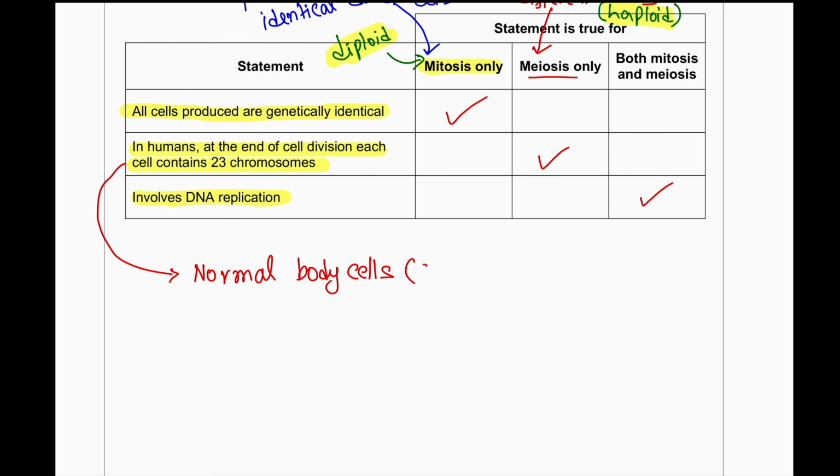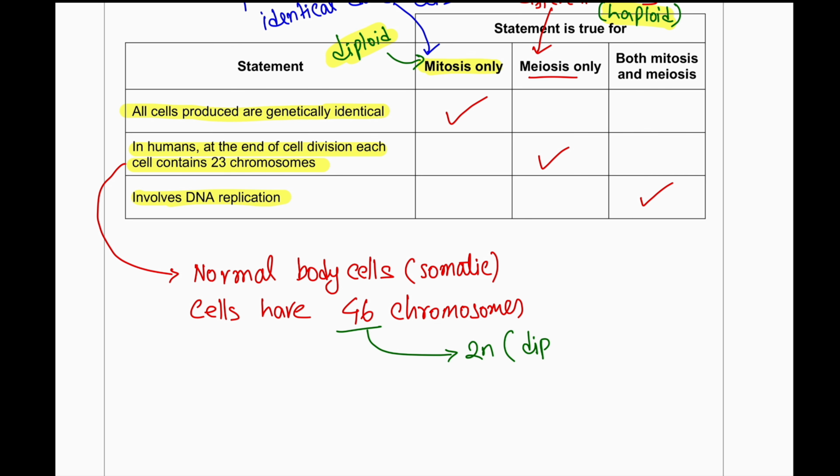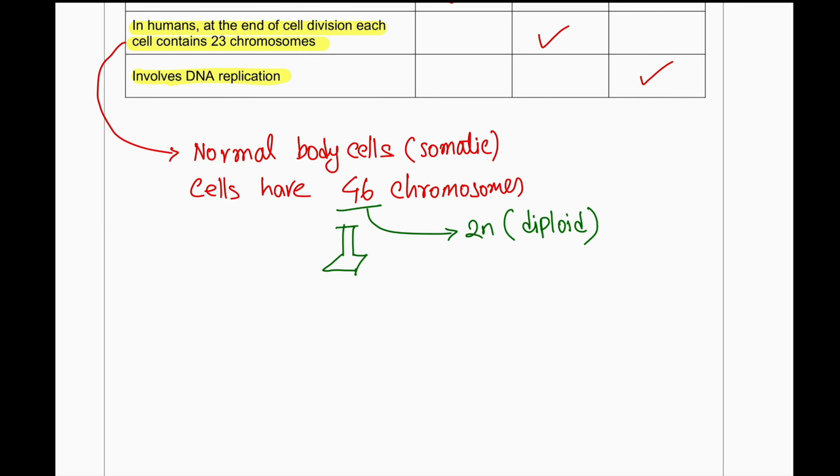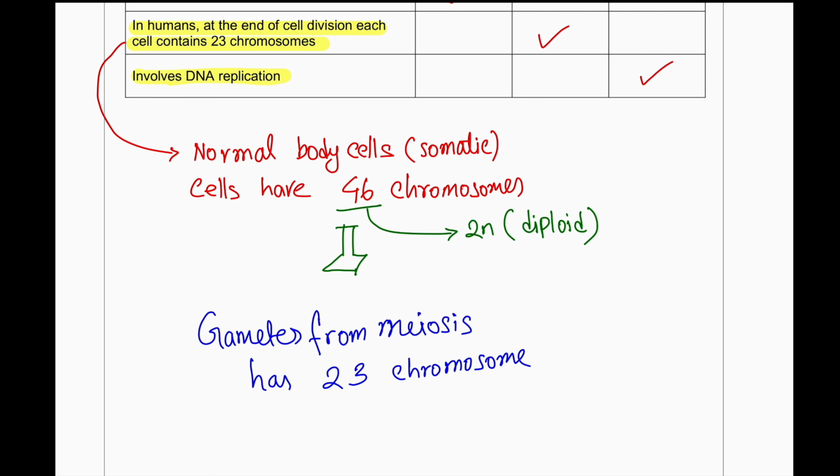Normal body cells are somatic cells. They have 46 chromosomes in each of the cells. However, when gametes are formed from meiosis, the number has to be 23. So 46 is called diploid, and 23 is called haploid.